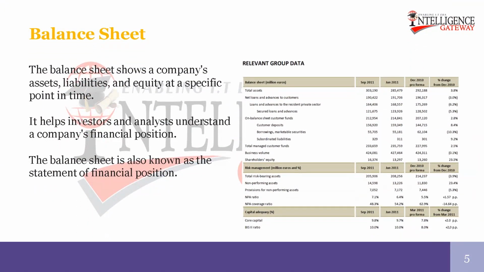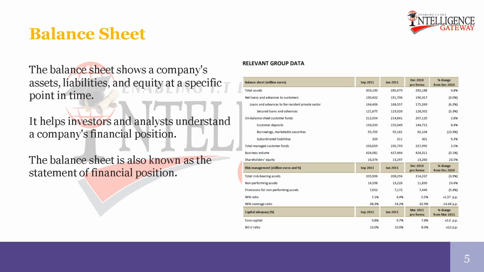Balance sheet. The balance sheet shows a company's assets, liabilities, and equity at a specific point in time. It helps investors and analysts understand a company's financial position. The balance sheet is also known as the statement of financial position. The balance sheet is a financial statement that provides a snapshot of a company's financial position at a specific point in time. It presents the company's assets, liabilities, and shareholders' equity.